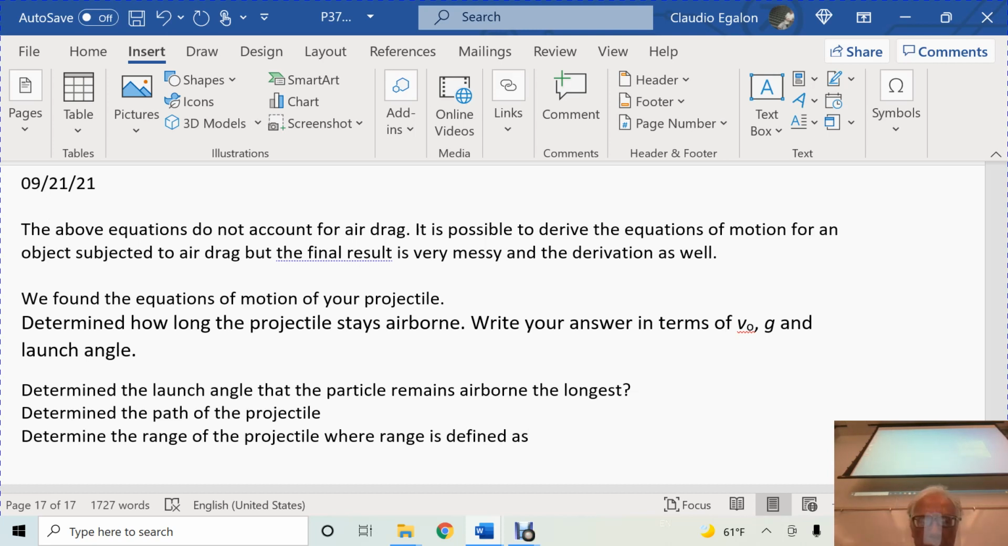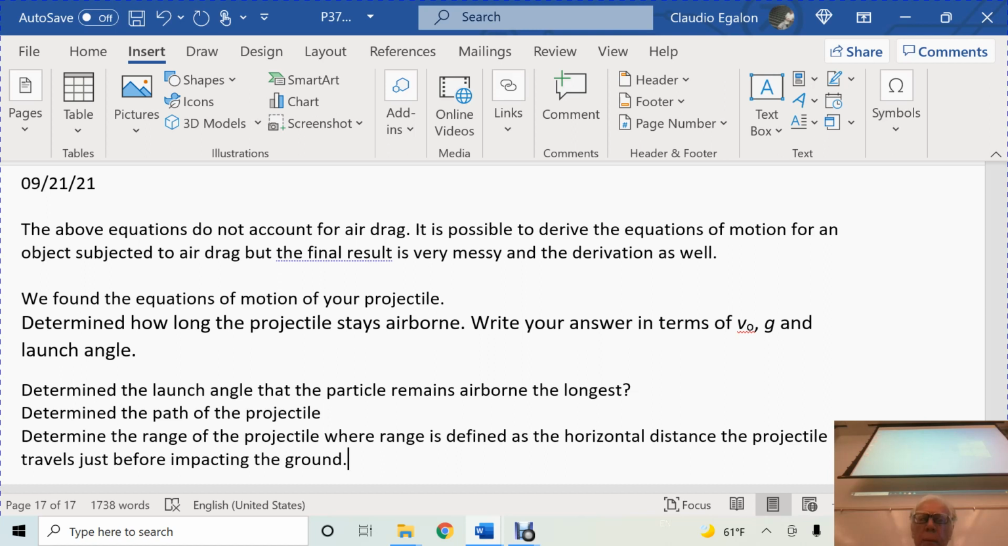How far something can go? Yeah, it's defined as the horizontal distance the projectile travels just before impacting the ground. Now let me see. The horizontal distance of the projectile from the point of launch. So that's a more generic definition, from the point of launch.